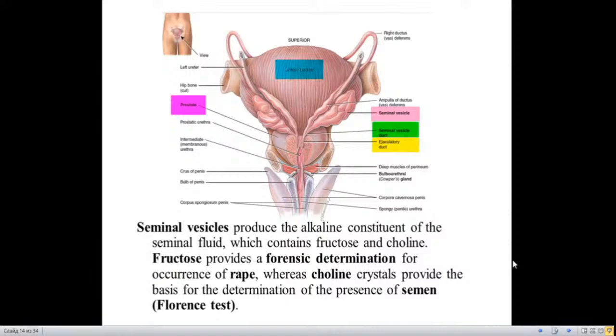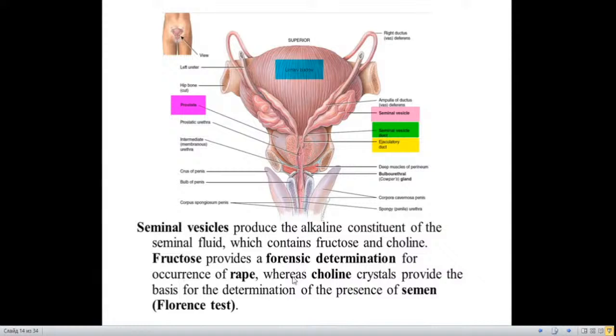And one more time about the seminal vesicles. You see, it is an exocrine gland, it has an excretory duct. This duct joins the terminal segment of the ductus deferens to form the ductus ejaculatorius, which opens into the male urethra.